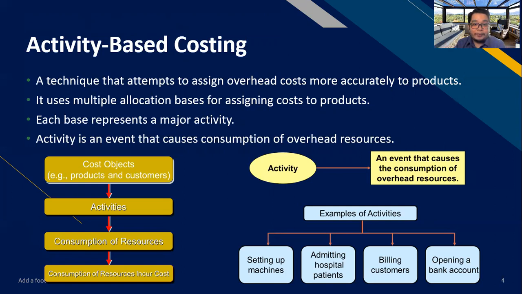Another example of activity is billing of customers. The costs related to billing are not necessarily related to production, right? If you have 10,000 units sold, but you have only 7,000 customers, and therefore you only have 7,000 bills to send, the costs related to billing are not really based on 10,000 units, but on 7,000 bills. So you see the idea?